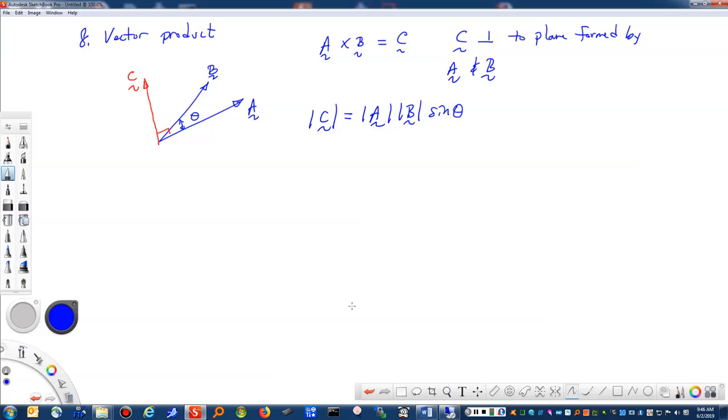Now there are different ways to define vector products, and this way is a little bit clunky, but if we start with this definition, then we can advance into other things that we need to talk about. And so this is the definition that we'll take. The direction of C is perpendicular to the plane formed by A and B, and the magnitude of C is given by the magnitude of A, the magnitude of B, times the sine of the angle in between.